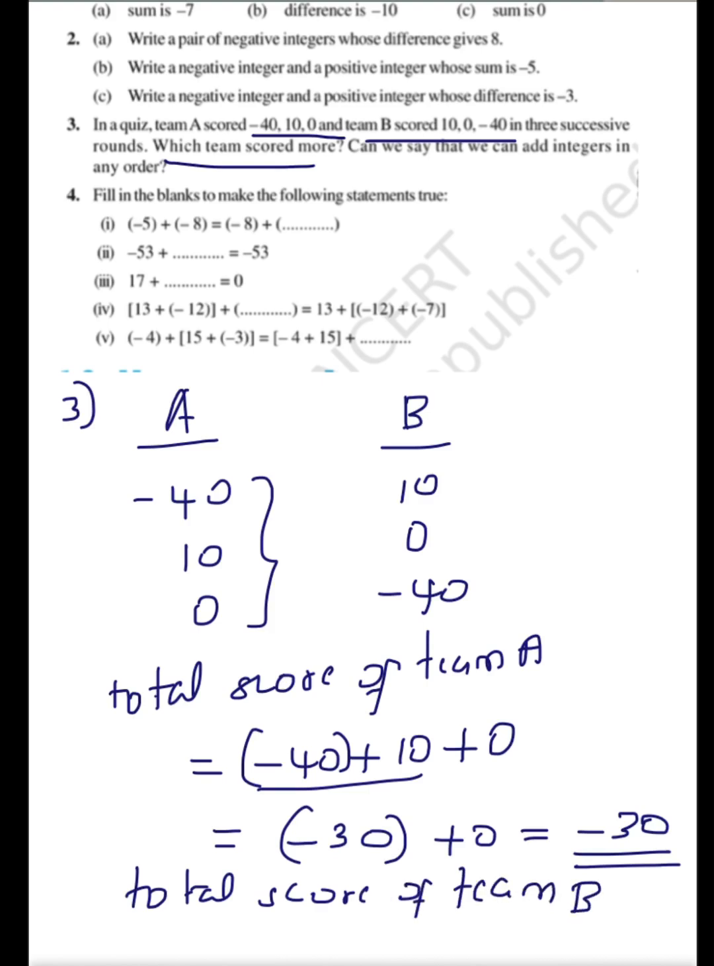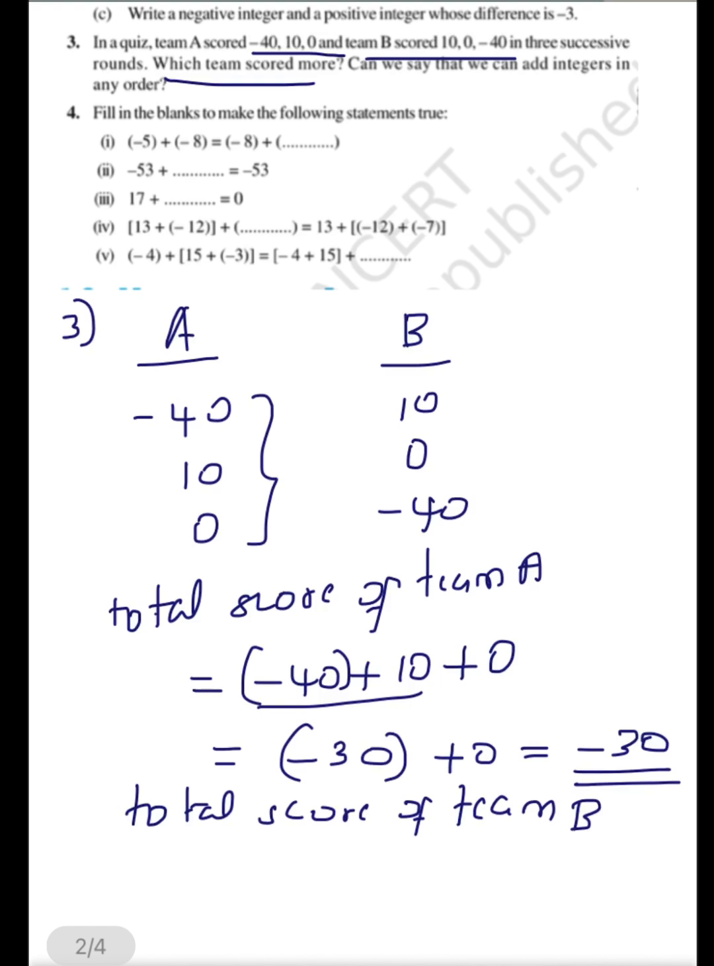What is the total score of team B? How will you calculate it? You need to just add this: 10 plus 0 plus minus 40. Okay, 10 plus 0 plus minus 40.